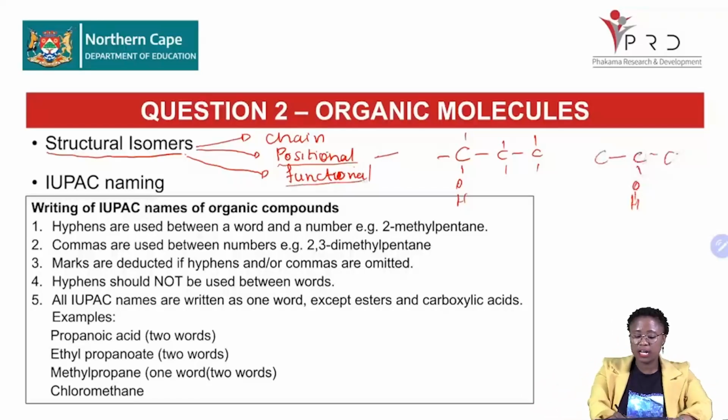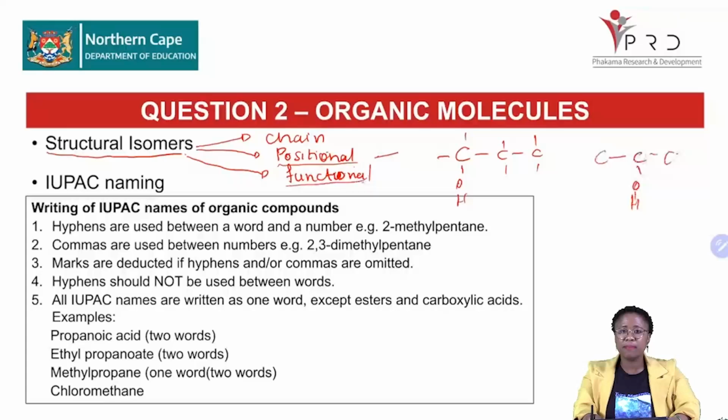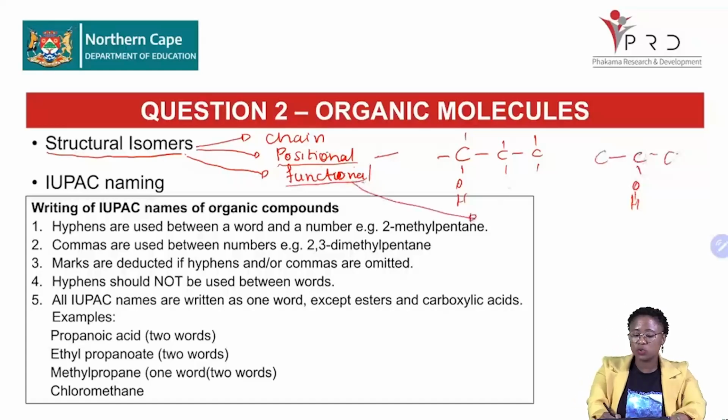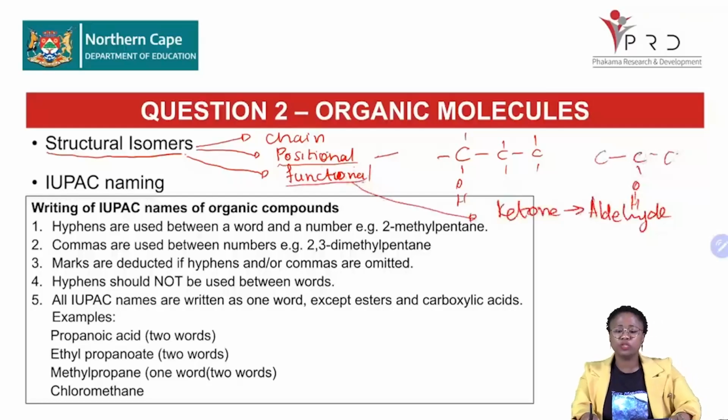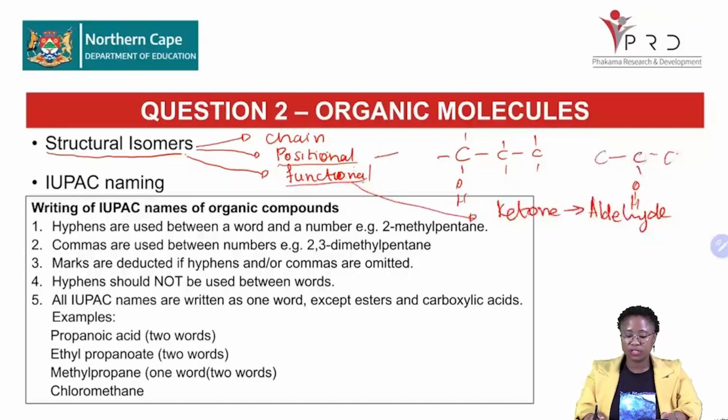Then functional isomers, what is it that you must remember? They still have the same molecular formula. What is different is the different functional groups that you are going to have. Remember, there are 2 pairs that are always working together. Under functional isomers, we have a ketone that is always going to work with an aldehyde. Why do they work together? Because they both have 1 oxygen and it's easy to keep the number of carbons and hydrogens the same.